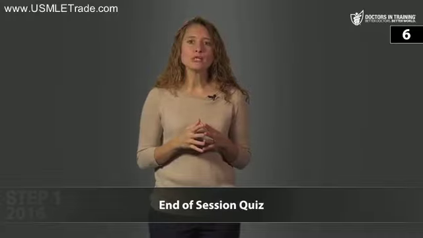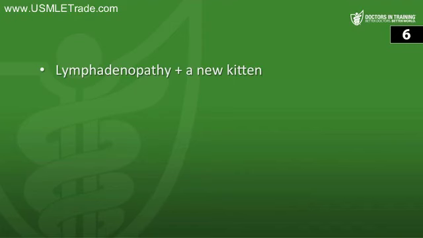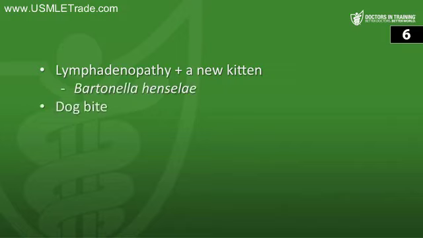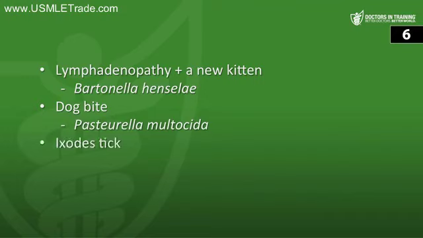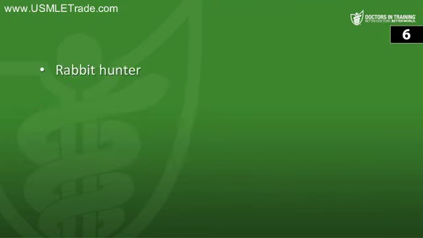What organism is associated with each of the following clues? Lymphadenopathy plus a new kitten. That is Bartonella henselae, the organism that causes cat scratch disease. Dog bite. Pasteurella multocida. Now this pathogen is common in both dog bites and cat bites. Ixodes tick. Think Borrelia burgdorferi. Rabbit hunter. Francisella tularensis. Remember that if you see a rabbit on a test question, think of tularemia.